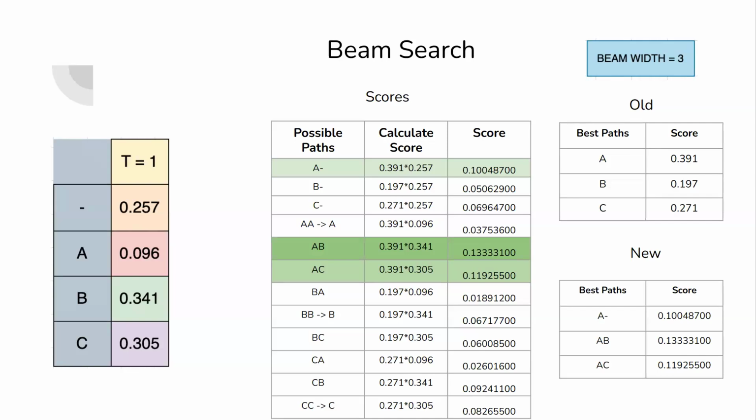But the beam will also choose, if initially at T0 the blank is the highest probability, then in time step 1 it will be one of the sequences with blank at t equal to 0. It has to be, right? So what is the point then?